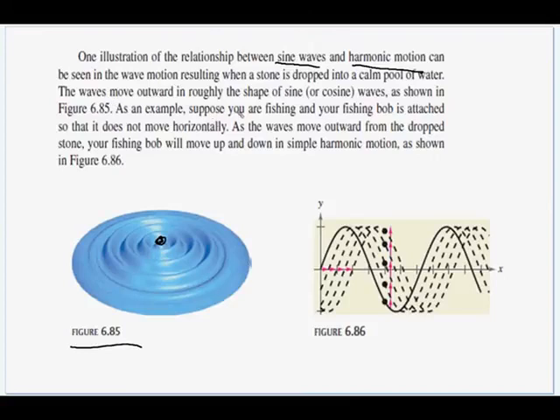As an example, suppose you're fishing and your bobber is attached so that it does not move side to side horizontally. As the waves move outward from the dropped stone, your fishing bobber will move up and down in harmonic motion. Let's say here's the bobber. As the waves come out from where the pebble was dropped in, the bobber is going to ride the waves. The bobber will follow a simple harmonic motion.